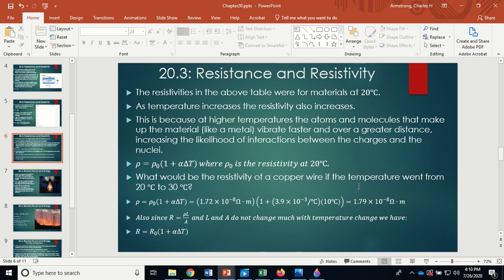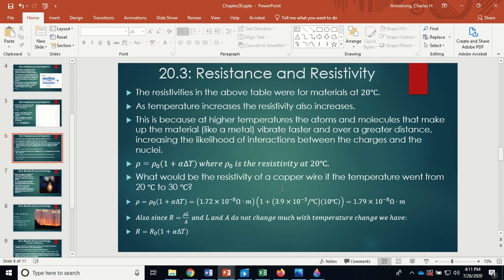So what would be the resistivity of a copper wire if the temperature went from 20 degrees to 30 degrees? You've got rho 0 times 1 plus alpha delta T. The rho for copper wire is 1.72 times 10 to the minus 8, we saw that earlier. Then 1 plus, if you look it up in the book, 3.9 times 10 to the minus 3 per degree Celsius, and from 20 degrees to 30 degrees, delta T would be 10 degrees. So you get a resistivity of 1.79 times 10 to the minus 8. It went up a little bit, from 1.72 times 10 to the minus 8 to 1.79 times 10 to the minus 8 when you increase the temperature from 20 degrees to 30 degrees.